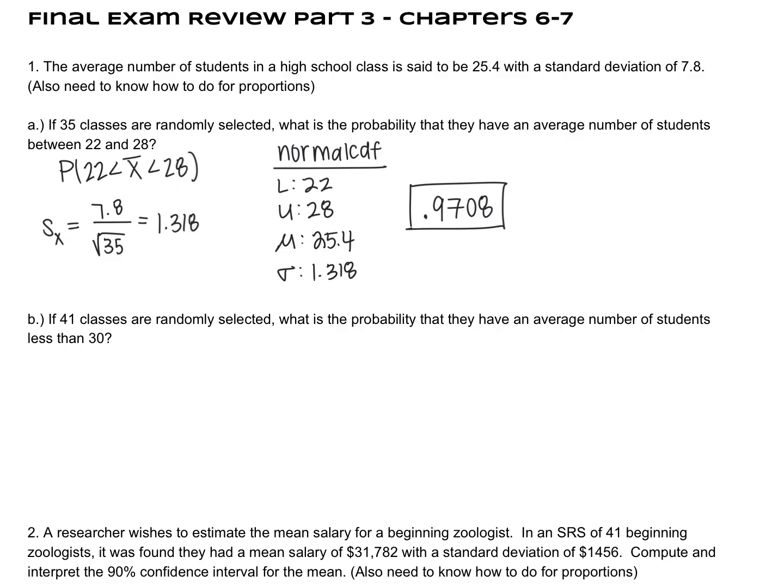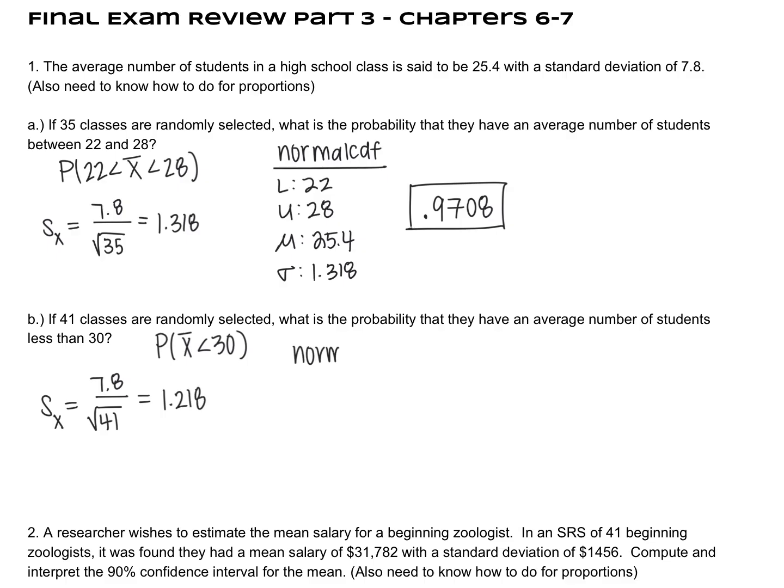The next one says if 41 classes are randomly selected, what is the probability that they have an average number of students less than 30? So we want to find the probability that x bar is less than 30. So again, I have to calculate my sample standard deviation. This time it's going to be 7.8 over the square root of 41, which becomes 1.218.